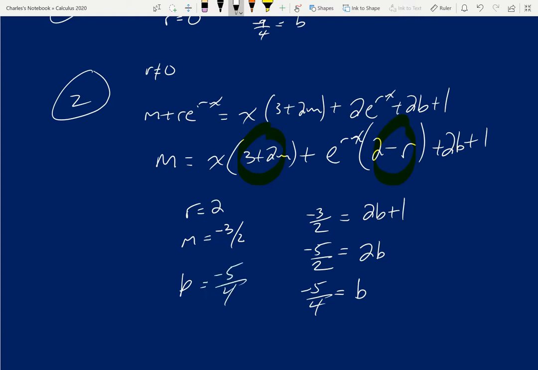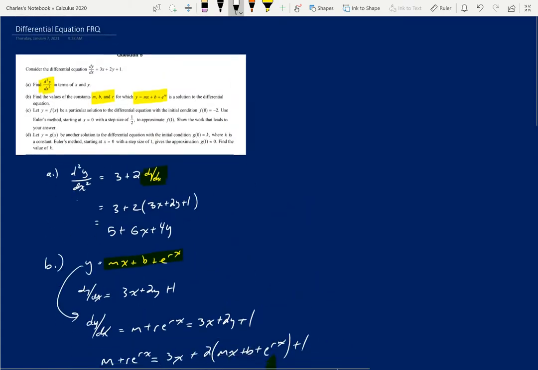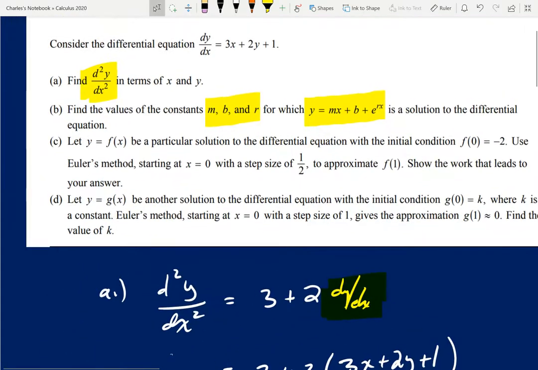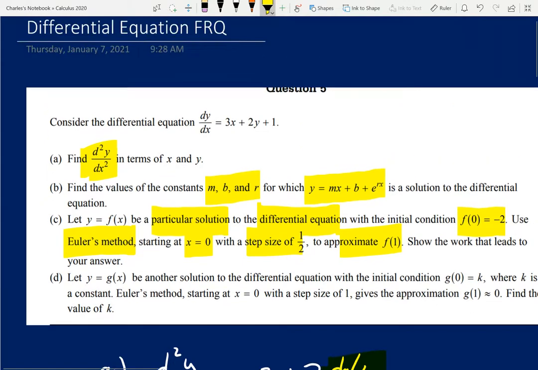Boom. Okay, that's part B. All right, remember, there's still 2 parts left. Part C, let f of x be a particular solution to the differential equation with the initial condition f of 0 is equal to negative 2. Use Euler's method, if you prefer mispronouncing his name, so sometimes I do, starting at x equals 0 with a step size of 1/2 to approximate f of 1. Show the work that leads to your answer.